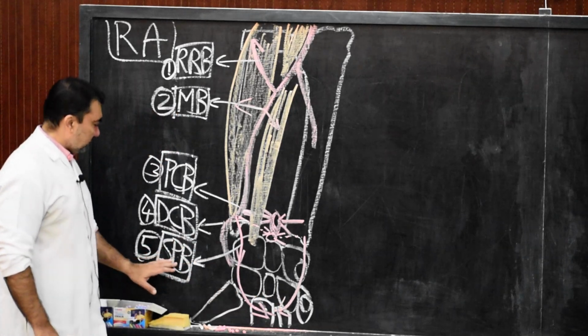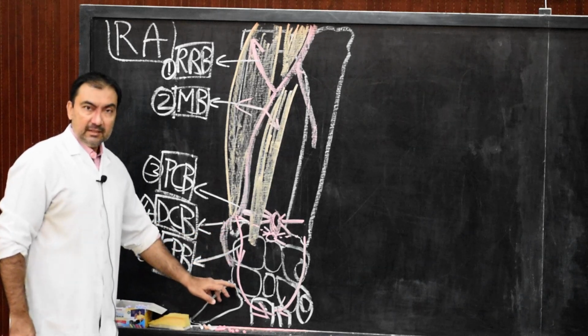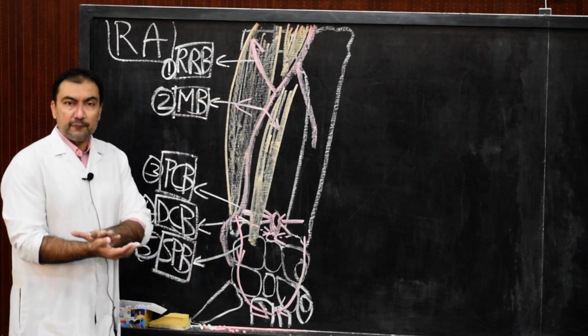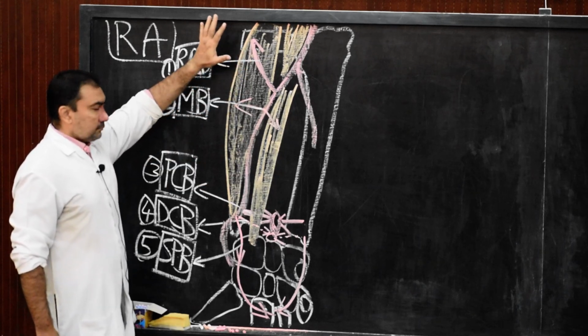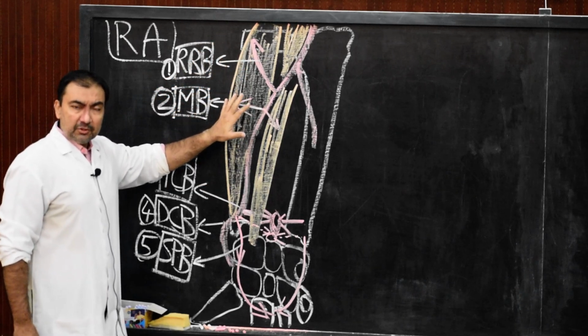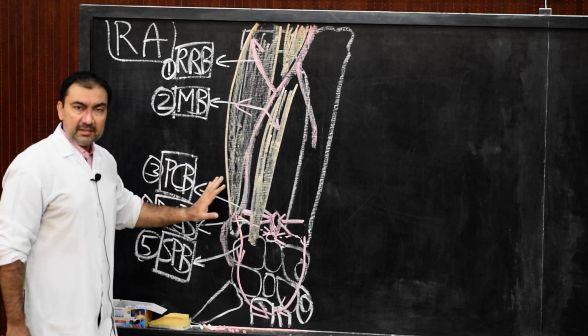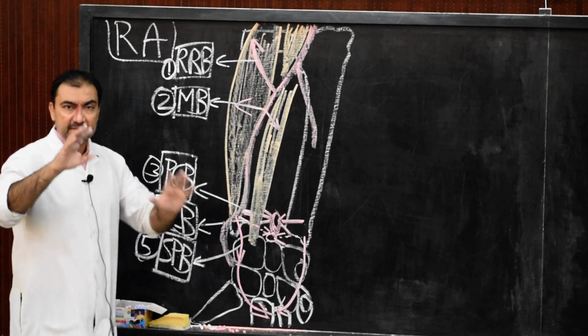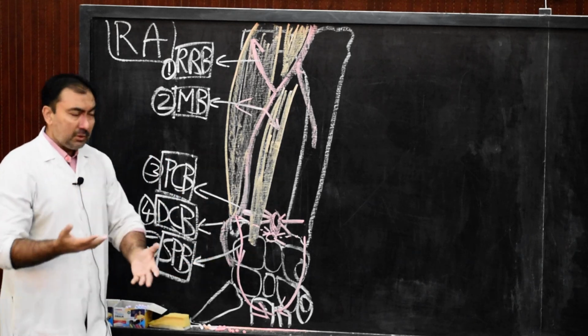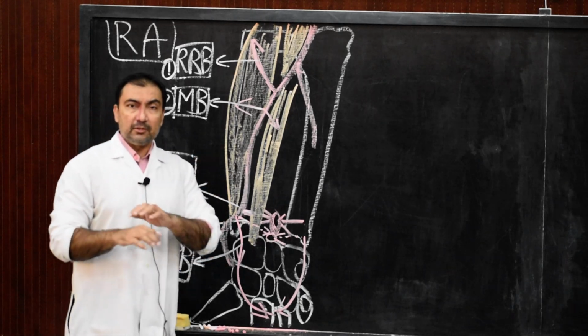So this is branch number 5, the superficial palmar branch. These are the 5 branches in front of the forearm. Number 1, the radial recurrent branch. Number 2, muscular branches. Number 3, the palmar carpal branch. Number 4, the dorsal carpal branch. And number 5, the superficial palmar branch. Very easy to understand. Now we draw a diagram in such a way that we show the dorsal branches.